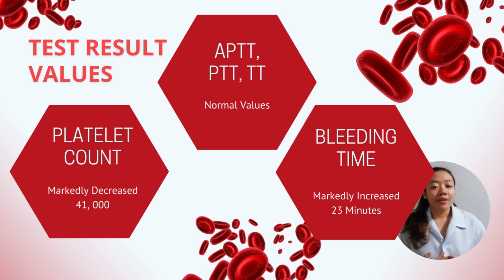Thrombocytopenia is an example, and if there is a platelet aggregation problem, it causes difficulty for platelets to clump together and cause blood to clot.